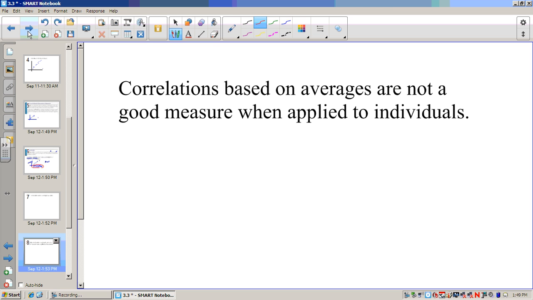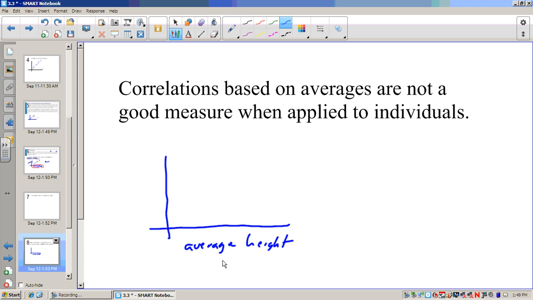Correlations based on averages are not a good measure when applied to individuals. So if we're taking averages of some value, like average height of, say, 4 people, if we're taking an average height of some group and then plotting it, average height of another group and plotting it, and so on, you can't do a good correlation with that. Both the x's and the y's can't use averages. They just have to use the actual height of people.